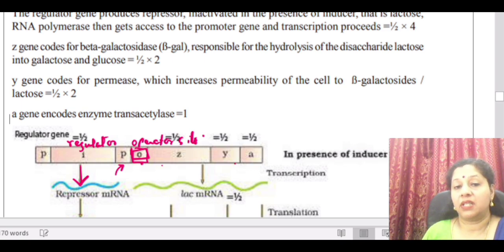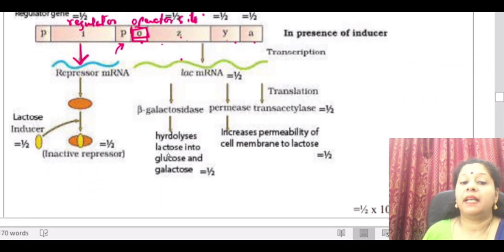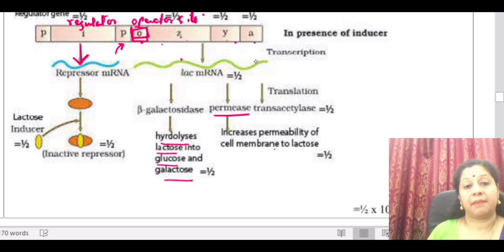Here 3 structural genes are there: Z, Y and A. Z produces the enzyme called beta galactosidase, which is needed for the hydrolysis of the substrate lactose into glucose and galactose. For lactose to come inside the cell, a permease enzyme is needed, which will increase the permeability of the cell membrane to lactose. That means the bacterial cell.